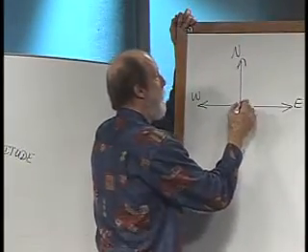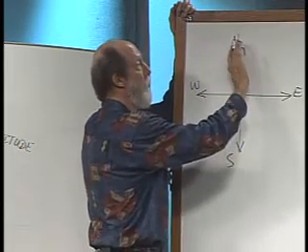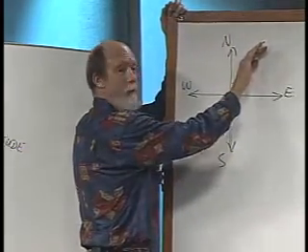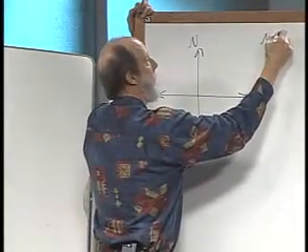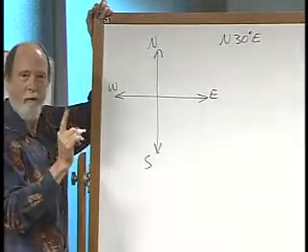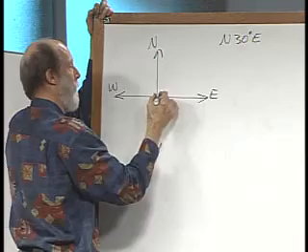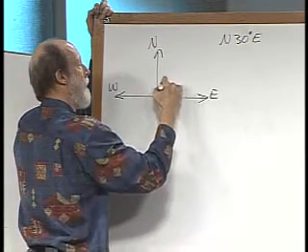Okay, here we go. Let's say we're going north 30 degrees east. We're traveling north 30 degrees east. Here's the way you write it. North 30 degrees east. That should make sense to you. You just read it. North 30 degrees east. That means off of north, you're heading at 30 degrees to the east.